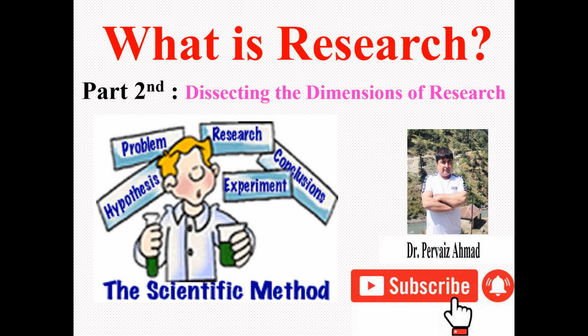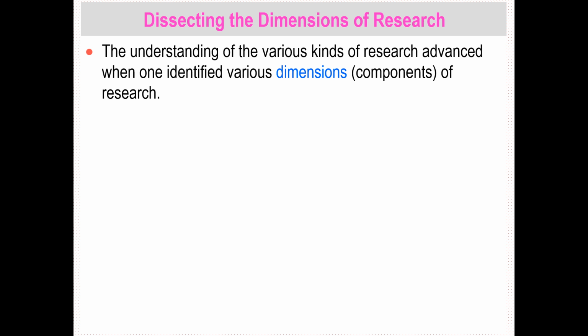This is the second part. In this part, we will discuss dissecting the dimensions of research. So let's start today's lecture. You know that the title of today's topic is dissecting the dimensions of research. The understanding of various kinds of research advances only when the person doing the research tries to identify the various dimensions of the research. Understanding the dimensions of research is very important.